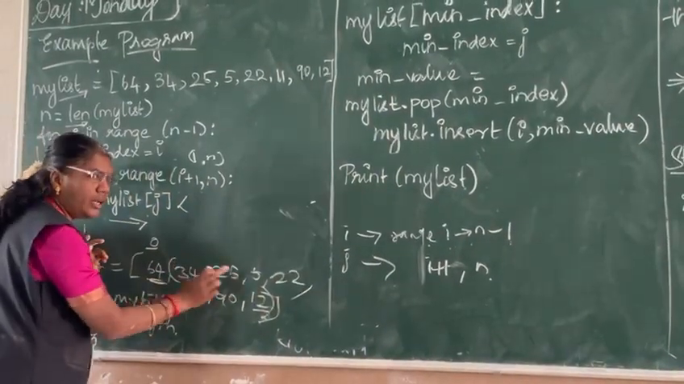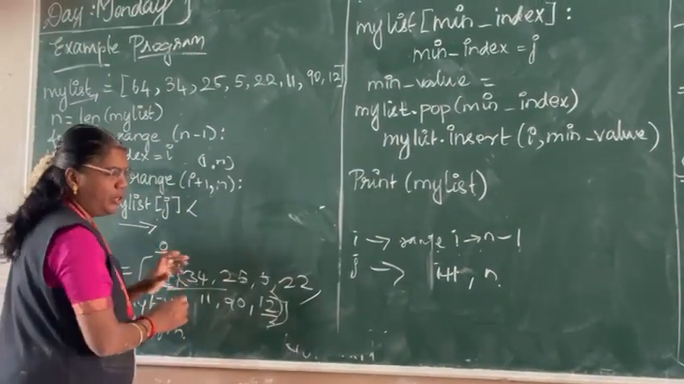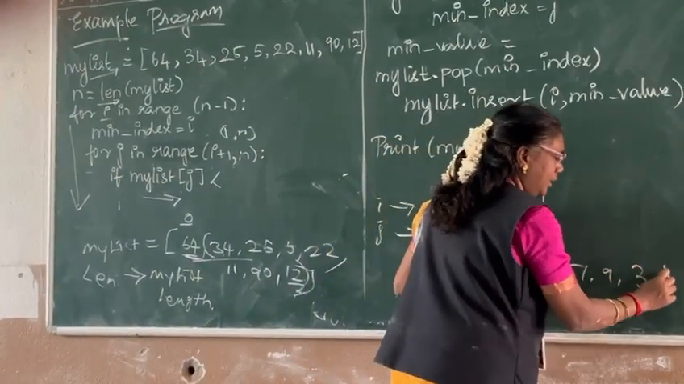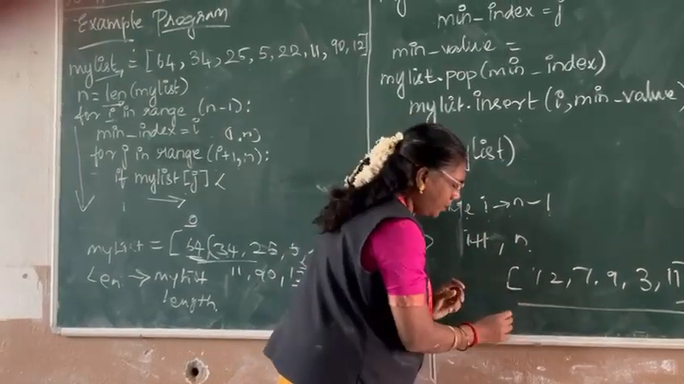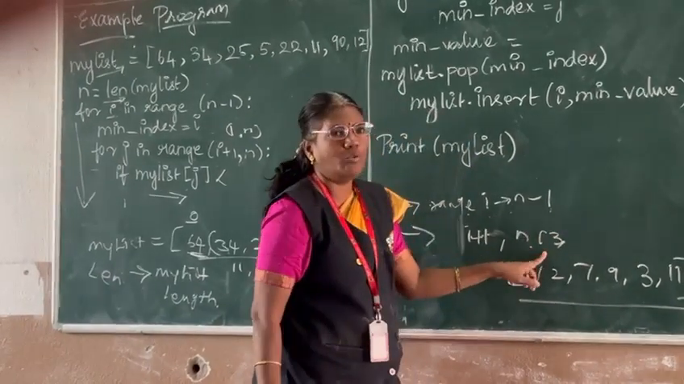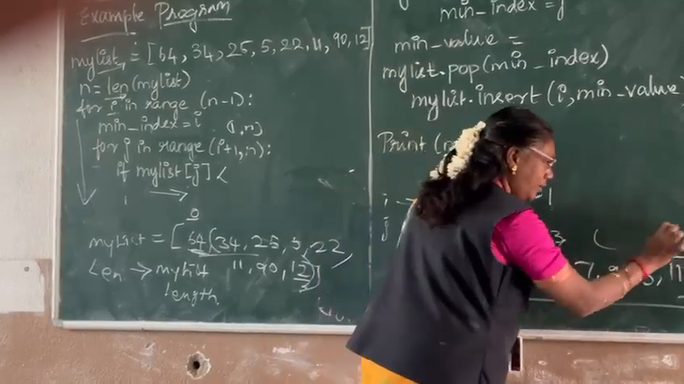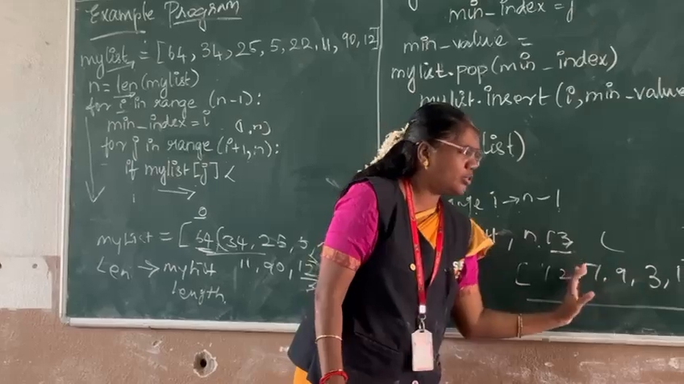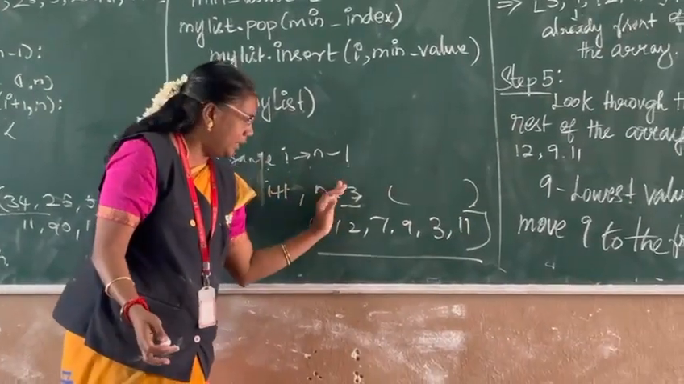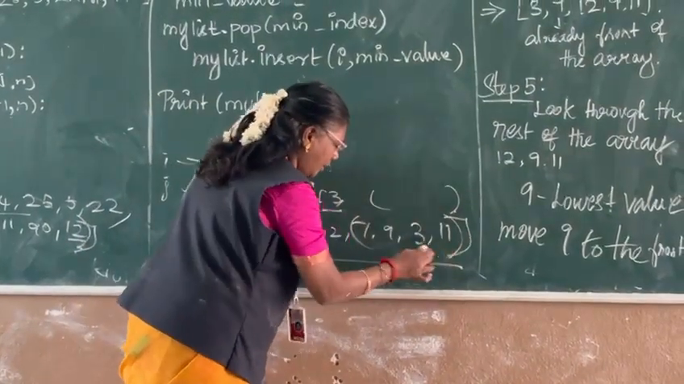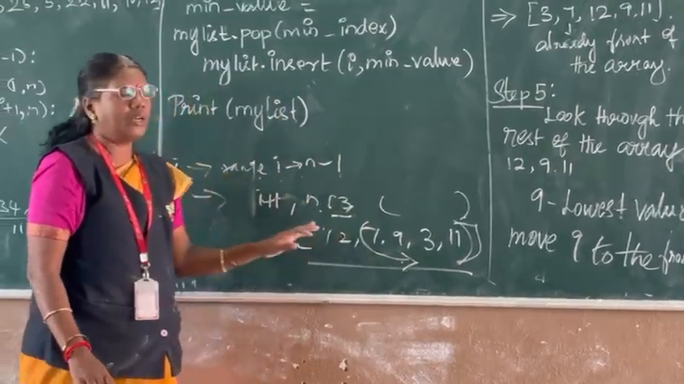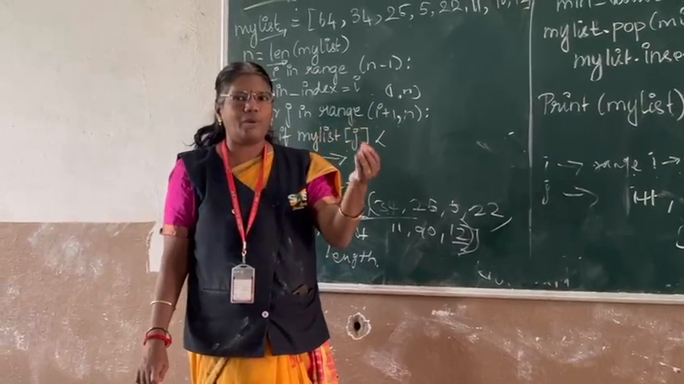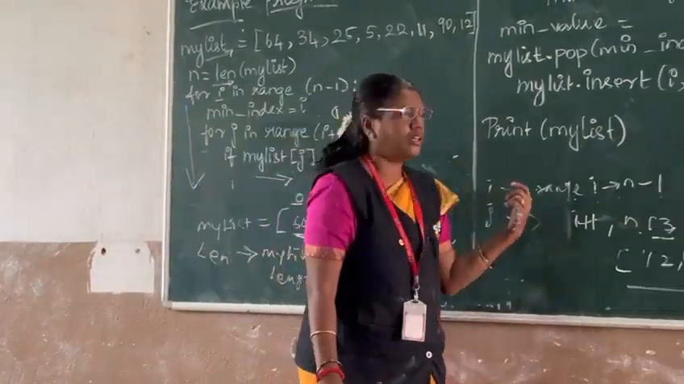Think of this as two arrays. First, find the minimum element. For example, in the array 12, 7, 9, 3, 11, the minimum element is 3. But 3 will be moved to the front of that array. The remaining elements will be in another array. This is the minimum index value, minimum index equal to j. The 3 is compared with the remaining elements. Again check 7 and 9. So 7 is the minimum element. If it is the minimum element, place it at the front of that array.